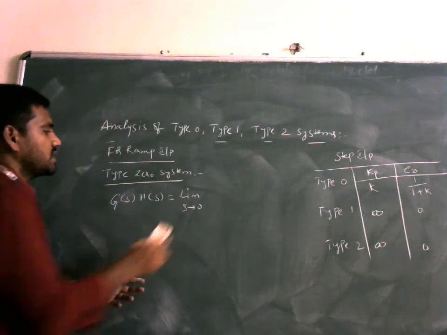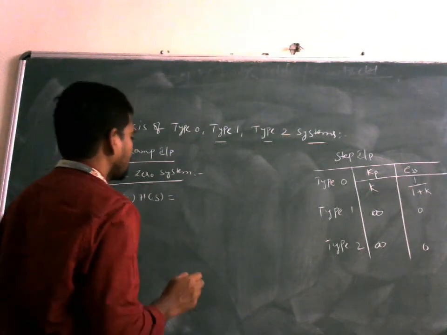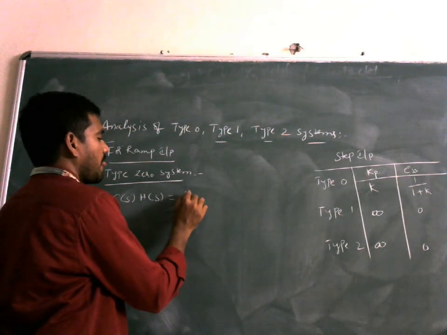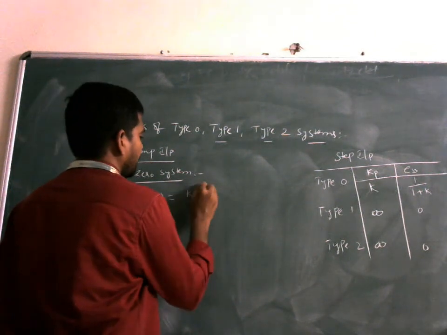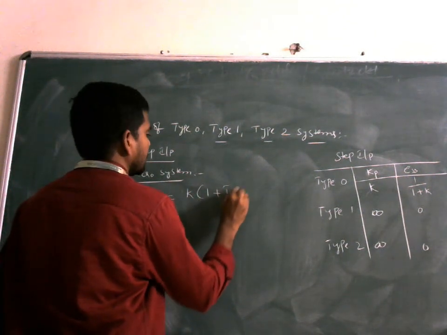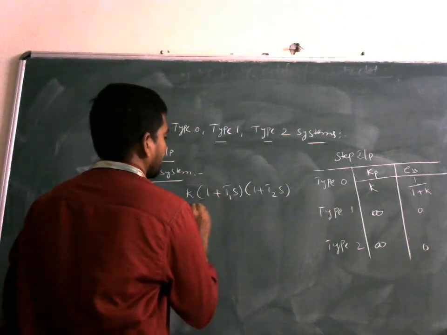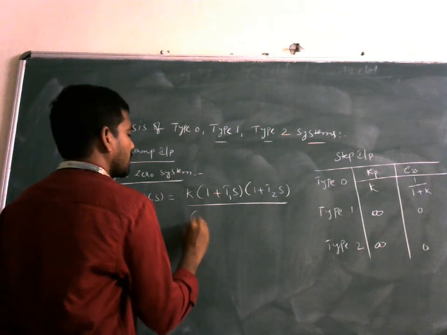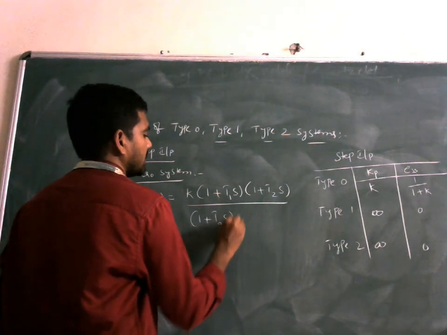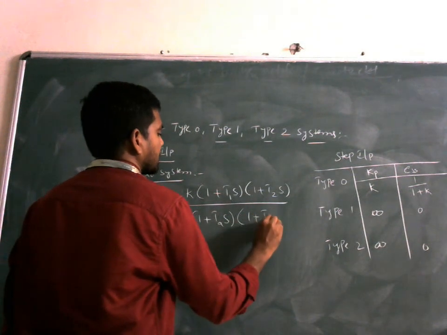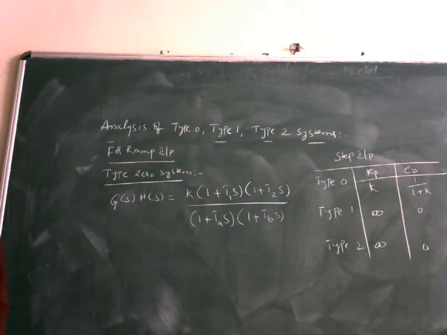G of s into h of s is equal to how much? For a type 0 system, G of s into h of s is equal to K into (1 plus T1s) into (1 plus T2s) whole divided by (1 plus TAS) into (1 plus TBS).